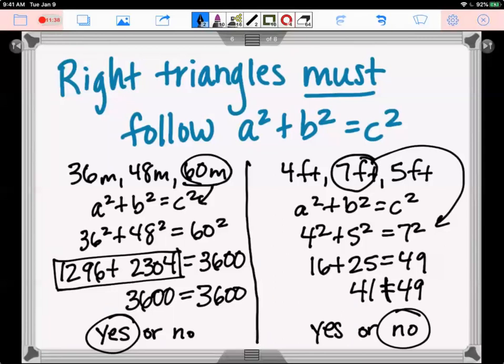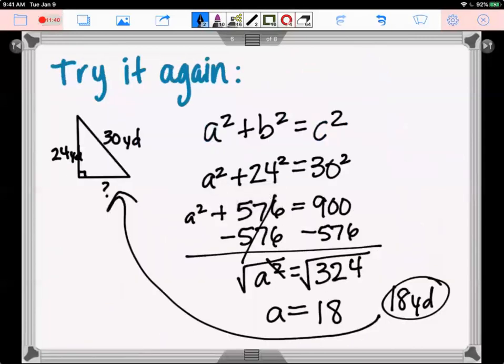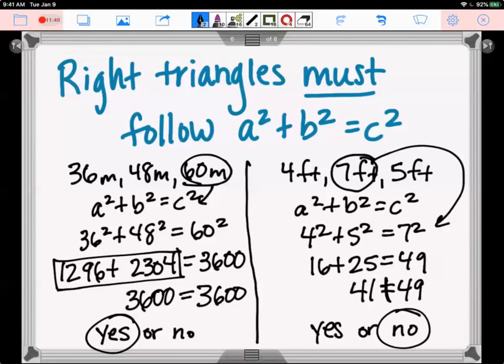So those are the two ideas that are going to be on the quiz. We're going to have one triangle with a missing side that's a leg, and we're going to have some numbers, and you have to say, do they add up to make a right triangle, yes or no? Okay, so that's what you're going to be quizzed on.